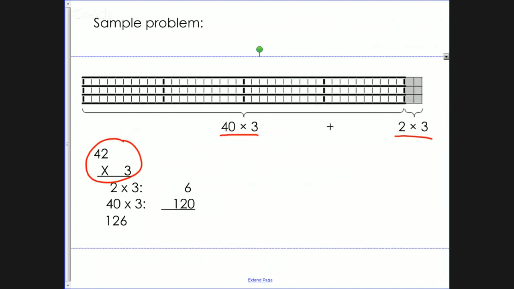Now I'm going to rewrite that so that you can see it in the right way, because the screen is not showing it correctly. So it should show you 42 times 3 like that, okay?